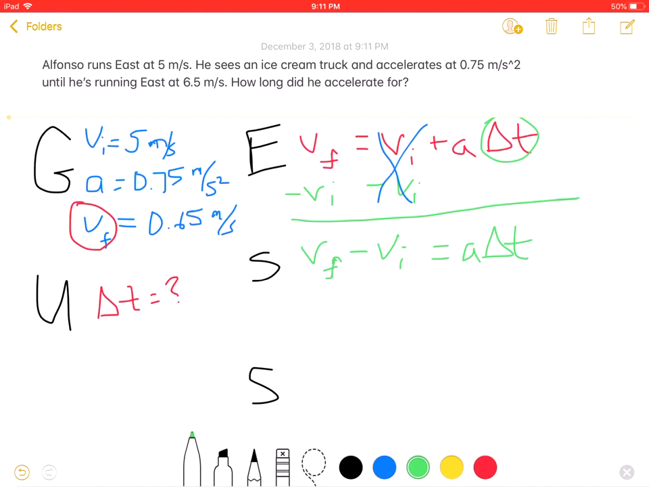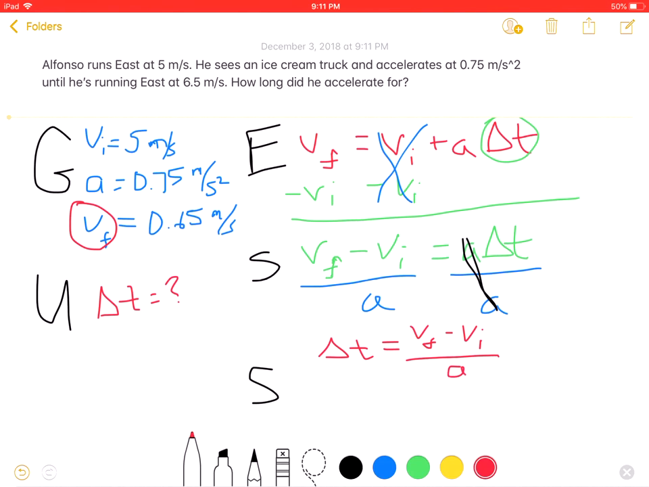Now we have A times delta t. So to get rid of that A, we're going to have to do the inverse of multiplication. So we're going to have to divide by A. We're going to divide each side by A. Make sure for the left side you divide both terms by A and not just one or the other. On the right side, the A's just cancel out. So we're just going to cross those out. And now we're left with our final equation: delta t equals VF minus VI over A.